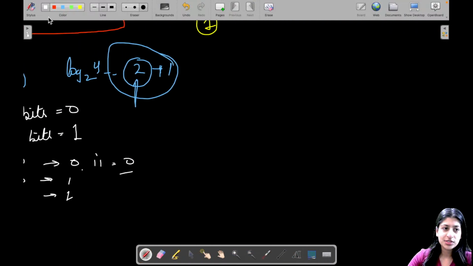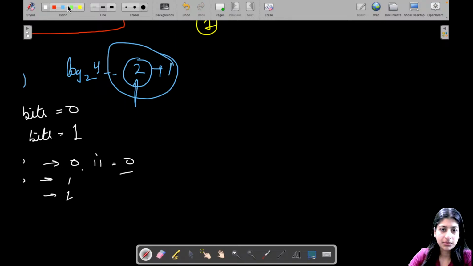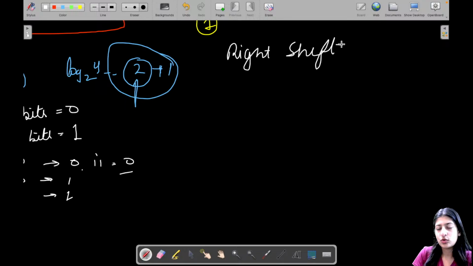So the second approach says I am using right shift of the number. How can we solve this problem by this method is that you have n, you have m.